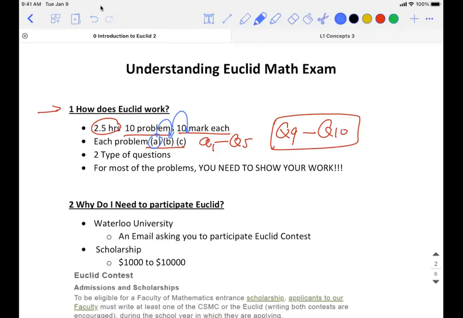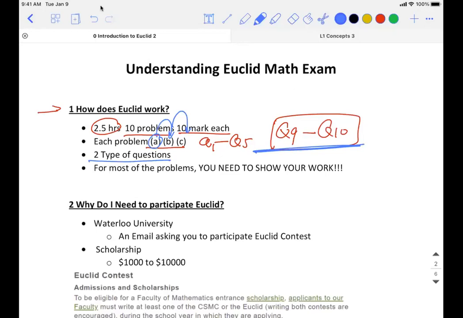So especially for the last 2 to 3 problems, you can't really segregate A, B, C 3 parts. Whatever you get from A part must be very easily transferable and applied for the B part and C part. All right. And then the type of questions.